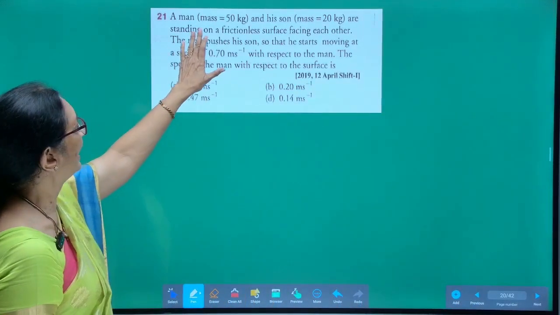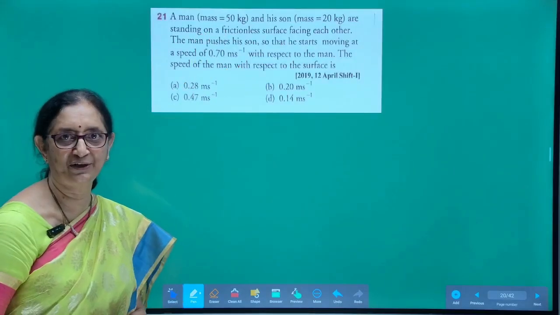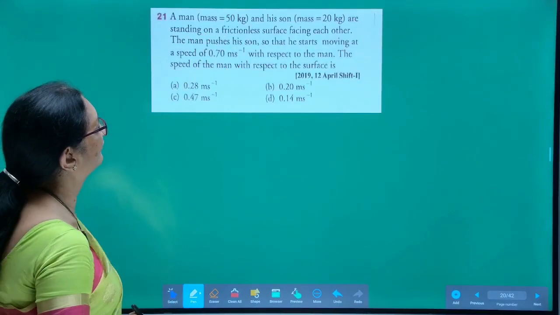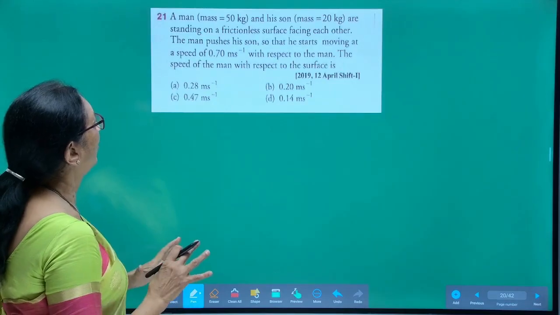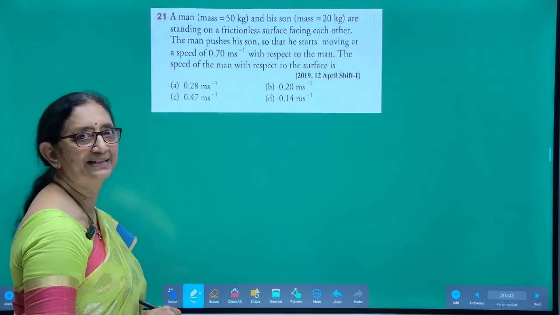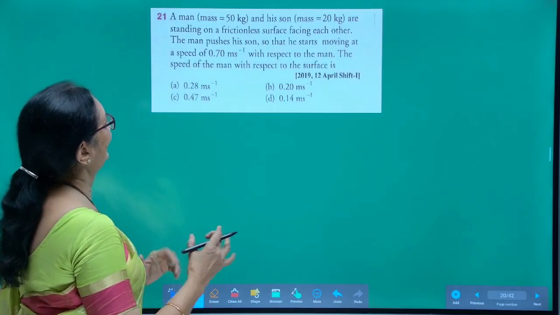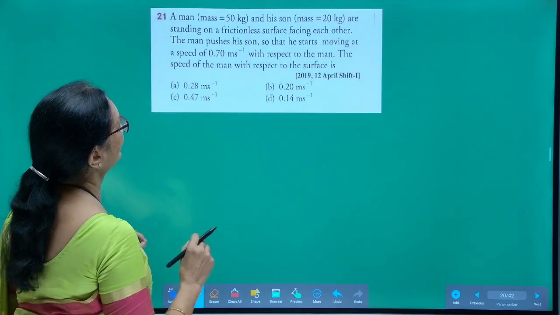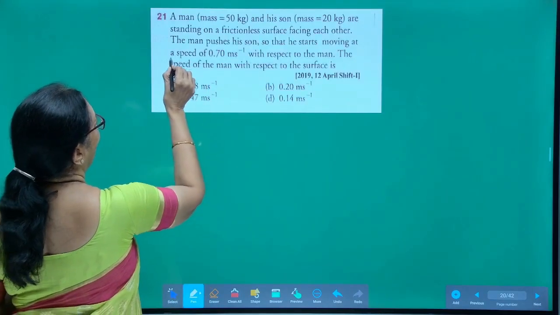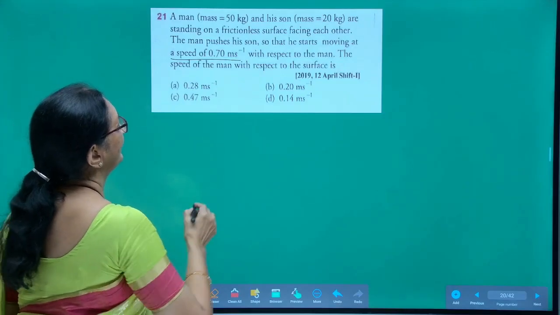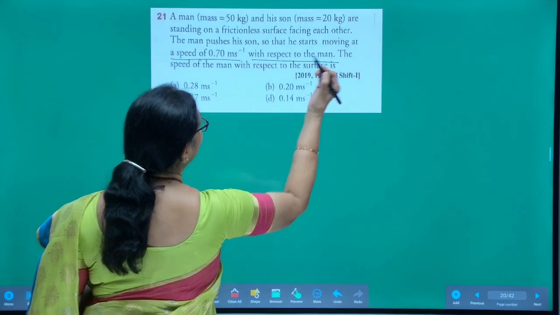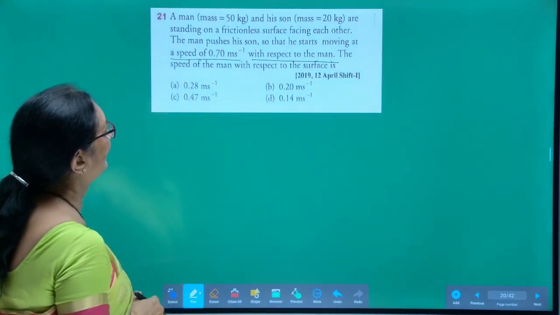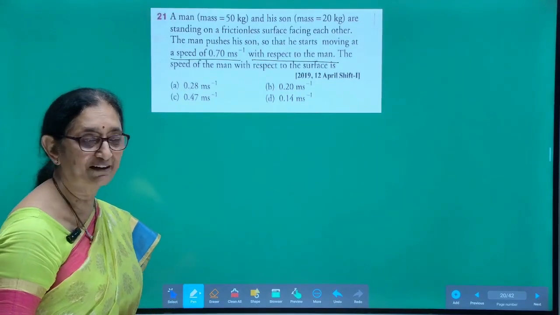A man of mass 50 kg and his son of mass 20 kg are standing on a frictionless surface facing each other. The man pushes his son so that he starts moving at a speed of 0.7 meters per second with respect to the man. Speed of the man with respect to the surface.